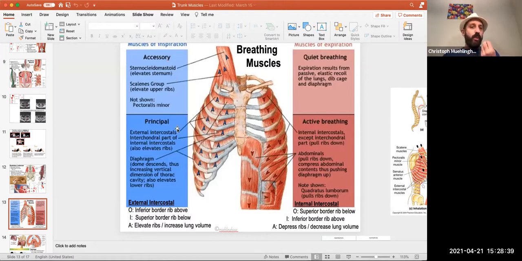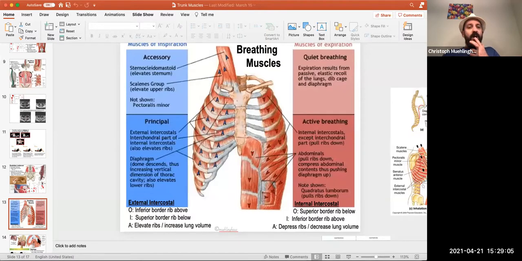So the principal breathing muscles and inhalation muscles are the ones that make the rib cage bigger. And they are the external intercostals on the ribs here. And so you see these are on the outside right here. They're attached to the ribs below and the rib above. And when they contract, they bring that lower rib up and expand that rib cage that way.